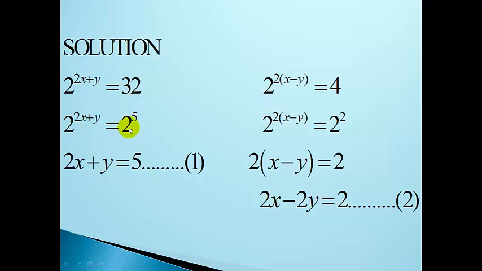The bases are now the same, so we can equate the exponent. The exponent on the left hand side equals 2x plus y. And the exponent on the right hand side equals 5. And so 2x plus y equals 5. Let this be equation 1.